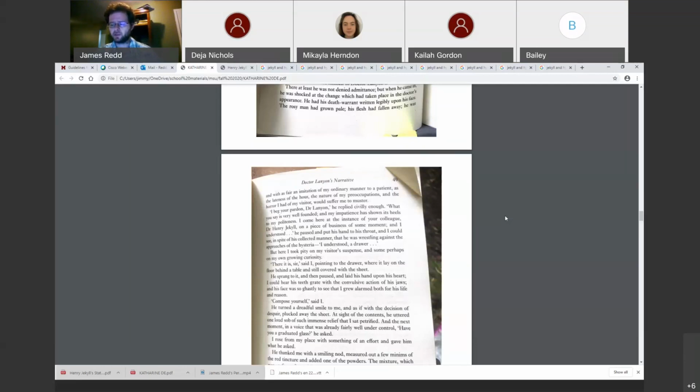Right. So Bailey brings up Frankenstein and how that work also treats the idea of identity.